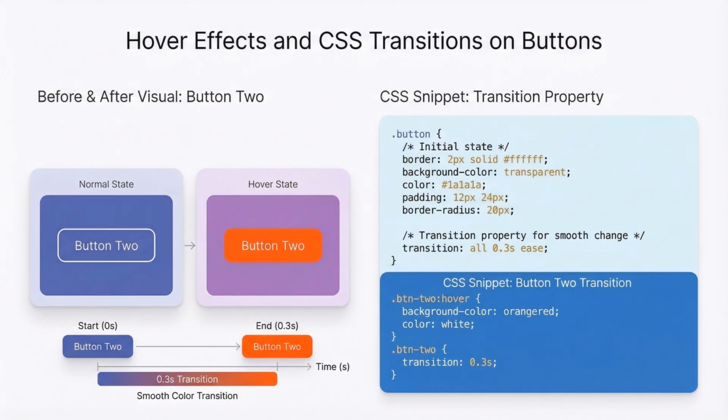The transition property is placed on the base button style, not on the hover state. This ensures the animation plays both when entering and leaving the hover state. If you put transition only on the hover, the animation only plays on mouse enter but snaps back instantly on mouse leave. Always put transition on the base element for a smooth two-way effect.